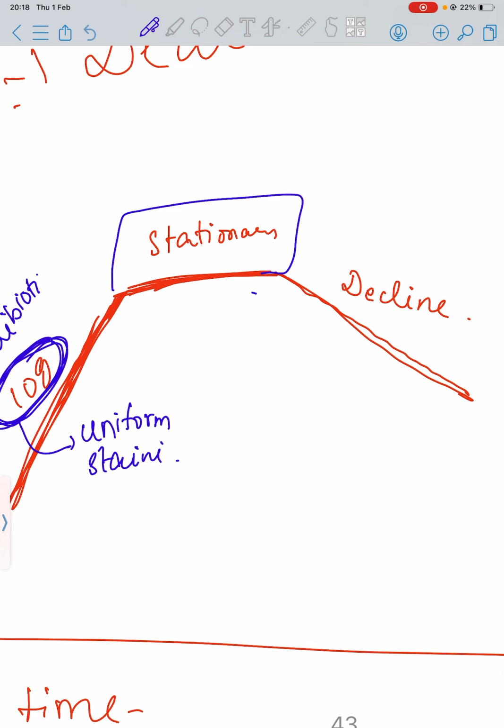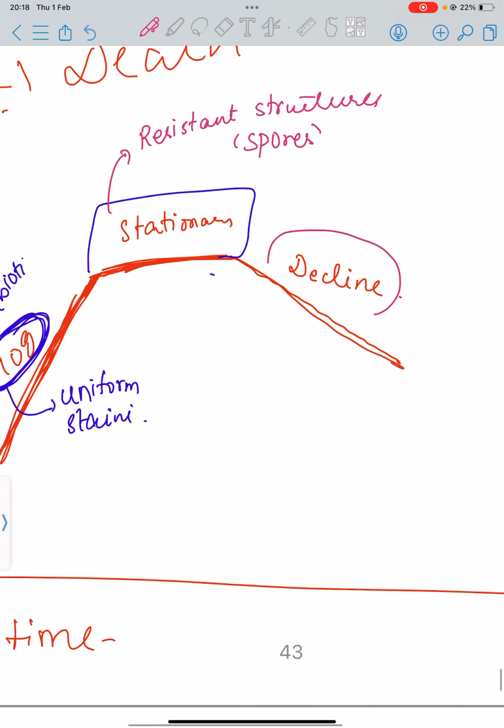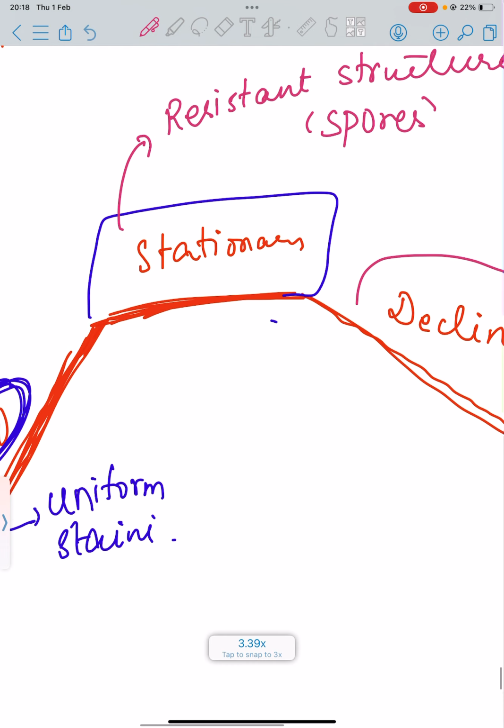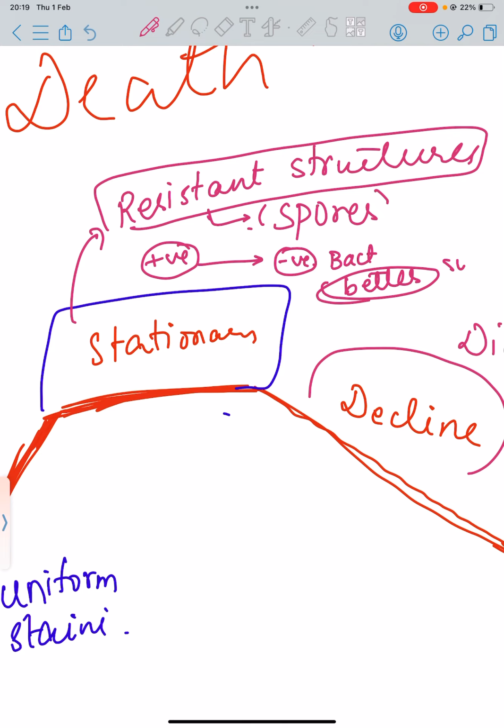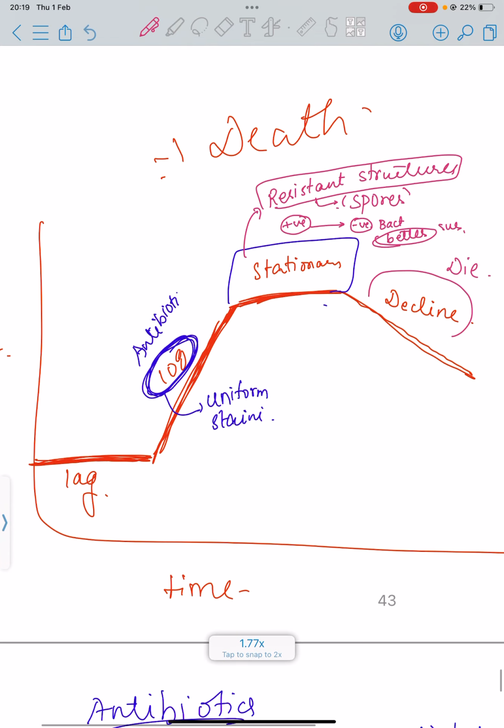Okay, so in this phase, bacteria want to survive, so they form some structures which are resistant to death. So resistant structures, also known as spores, are formed in stationary phase, and in decline phase they die. Gram positive bacteria may also get converted to gram negative bacteria for better survival. Okay, now we'll discuss these again.